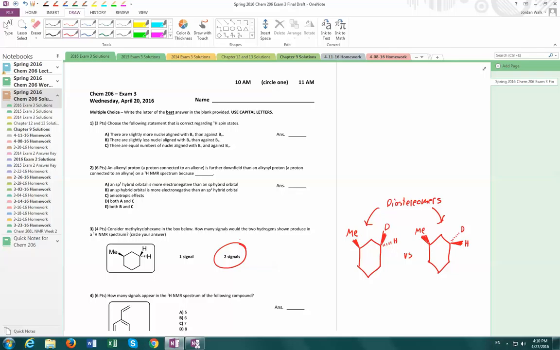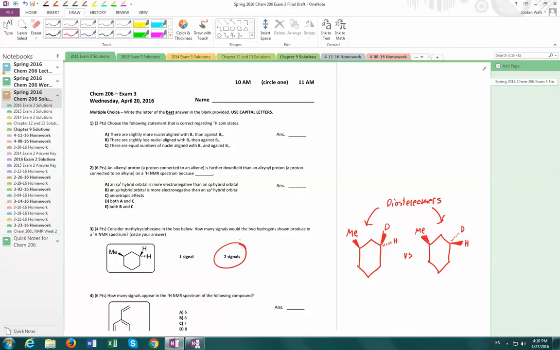Well, why does that make them give different signals? Because they're in different chemical environments, right? So obviously the proton on the wedge here is on the same side as the methyl. The proton on the dash is on the opposite side of the methyl. And so they're in different chemical environments, and so we see different signals. And that's not as obvious until you try the replacement test.